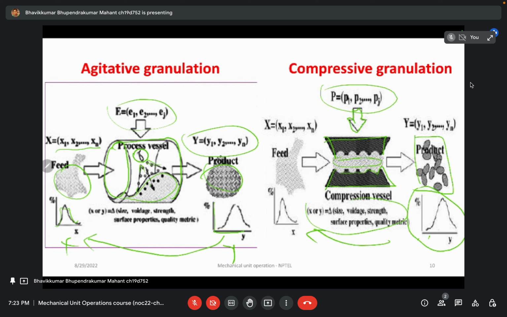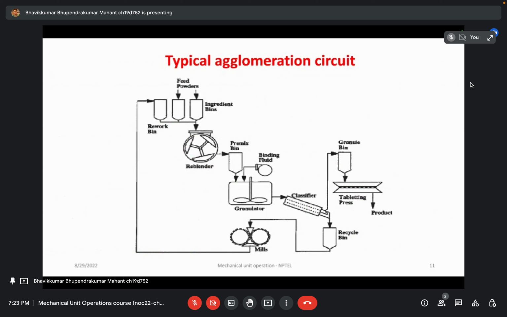So these are the two major granulation processes: one is agitative and the other is compressive. If you go into more details of size enlargement, the overall typical agglomeration circuit looks like this. Maybe this was already covered in the lecture, but go through it again, and my lectures can give you some idea to solve some basic theoretical questions for the assignments.